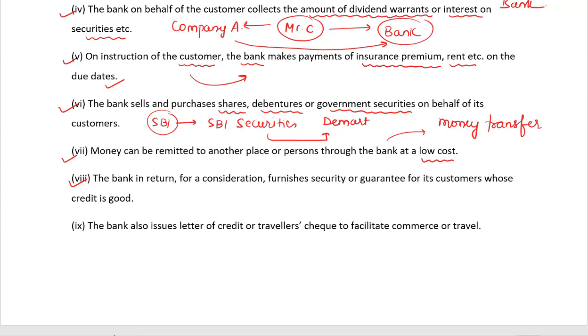Supposing you are doing a project, and for completion of that project you need a guarantor. The bank will work as a guarantor for you. The bank will give you a guarantee in that project. But for this guarantor facility, the bank will obviously charge some commission.